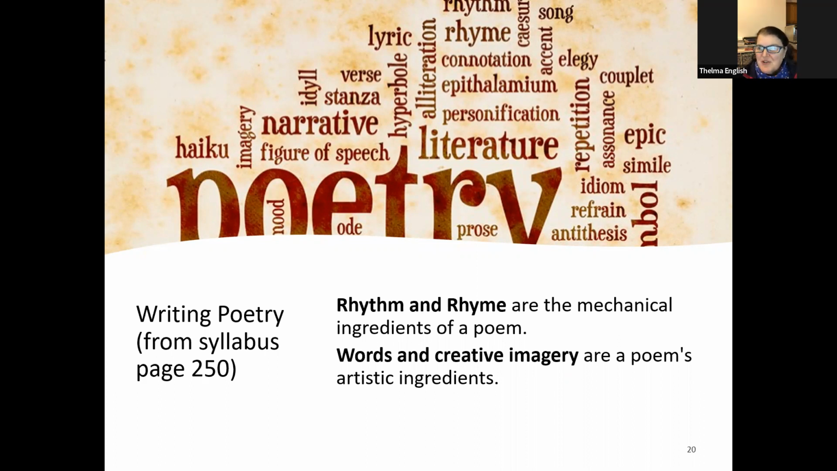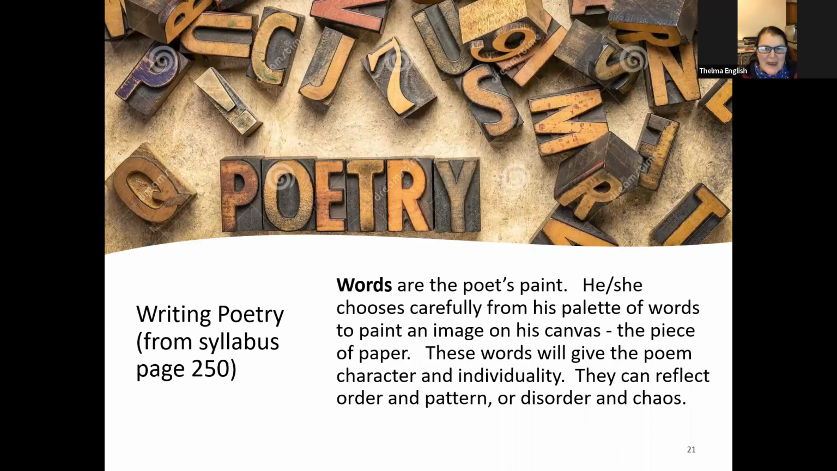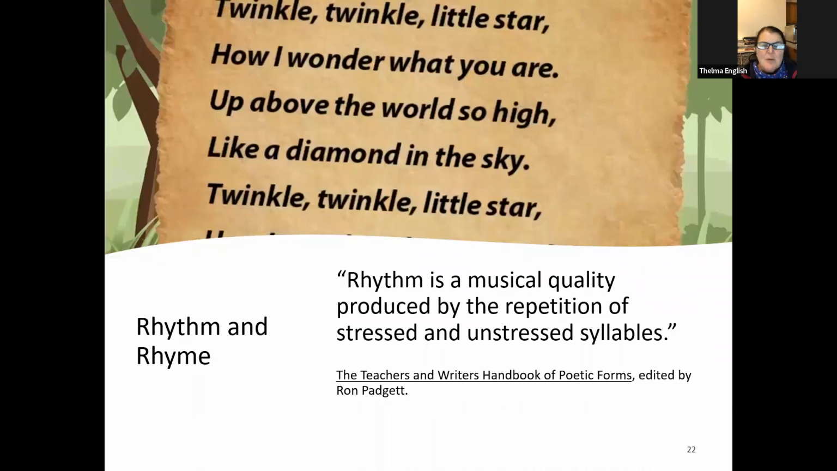Great way. Words and creative imagery are a poem's artistic ingredients. I do not expect each of you to come up with a beautiful Shakespearean sonnet that will survive the next 400 years of critique, but I do expect you to do your best. Words are the poet's paint. He or she chooses carefully from his palette of words to paint an image on his canvas, which is the piece of paper. These words will give the poem character and individuality. They can reflect order and pattern, or disorder and chaos. And that's why some modern poets don't use capital letters, or they move the words around, even the arrangement of the words on the paper, for disorder or chaos, just to create what they want.